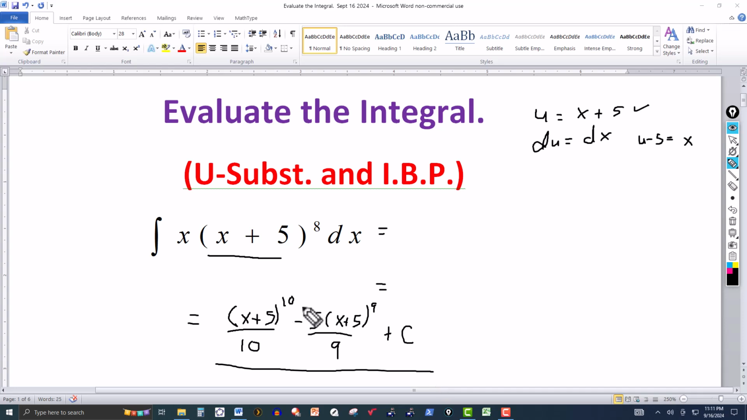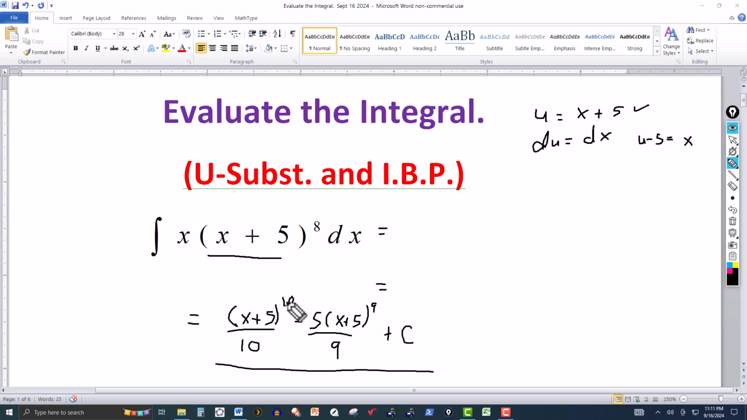Now, in some situations, working one from the textbook, the answer might look different. They might combine this, find a common denominator of 90, and write it as one fraction. But for this video, we're going to leave it like that. And you can always check your answer by taking the derivative. That's good derivative practice, so let's see if this one checks out.